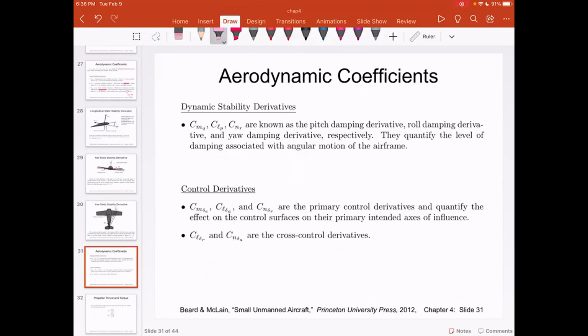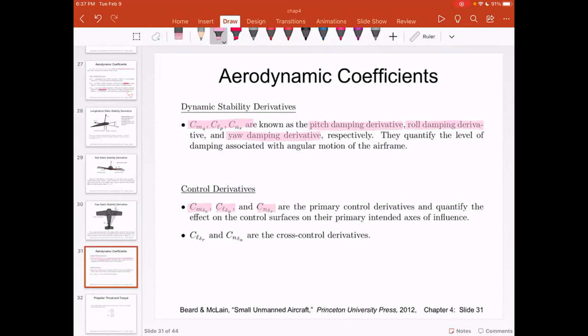The next part is the dynamic stability derivatives. And just like static stability derivatives, CMQ, CLP, CNR. So coefficient of moment M with respect to Q, coefficient of moment L with respect to P, coefficient of moment N with respect to R, they are corresponding to pitch damping derivative, roll damping derivative, and yaw damping derivative. And if you look at the differential equation of motion, you would realize that these will actually minimize the amplitude of oscillation.